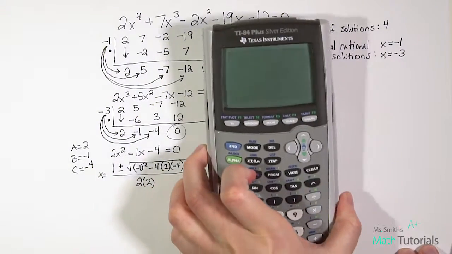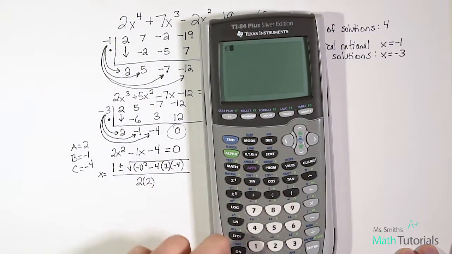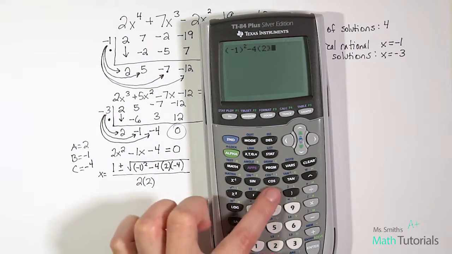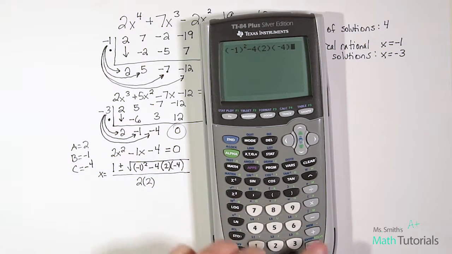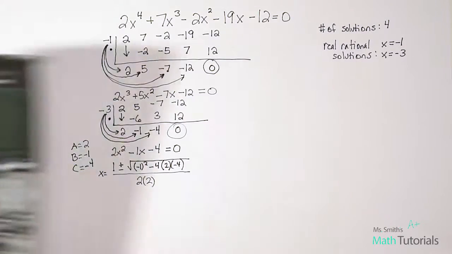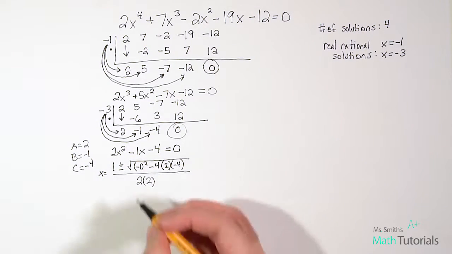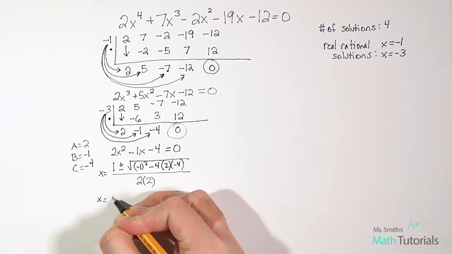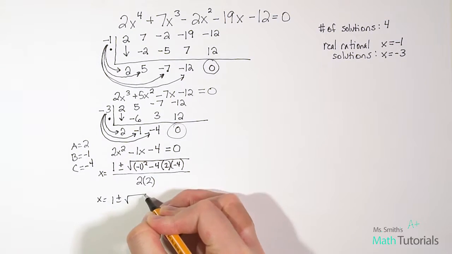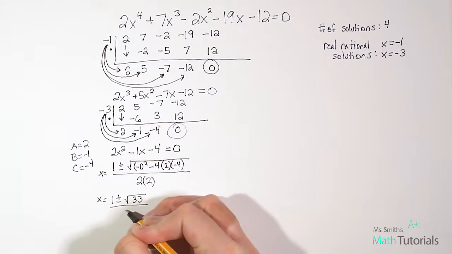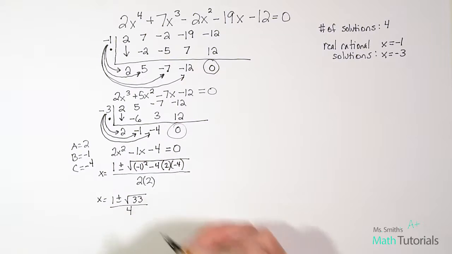Let's start by reducing what we have underneath the radical. So bring out your graphing calculator. Let's do (-1) squared with our parentheses minus 4 times 2 times -4. And we get a 33. Luckily this time I didn't get a negative. I got x equals 1 plus or minus the square root of 33 all over 2 times 2, which is 4.